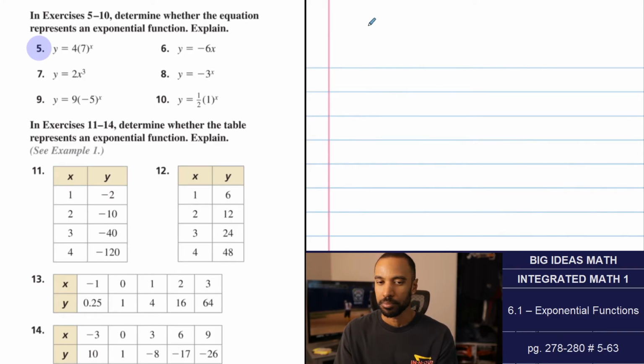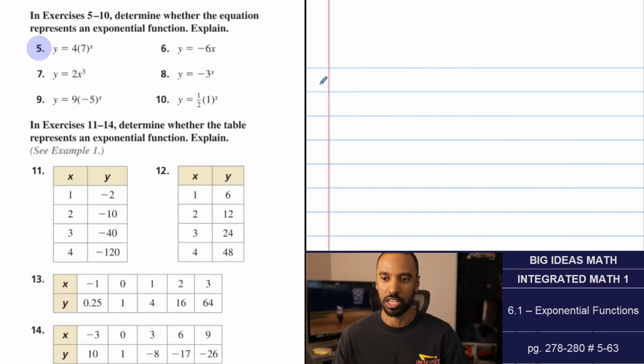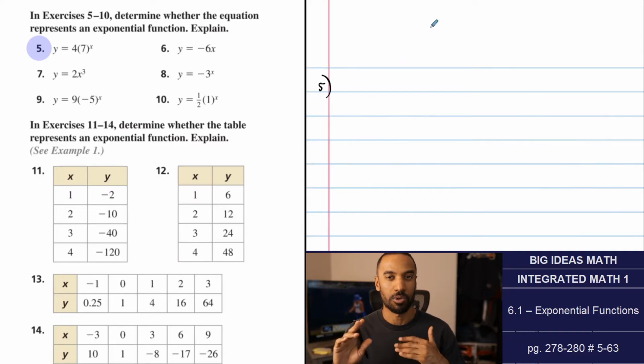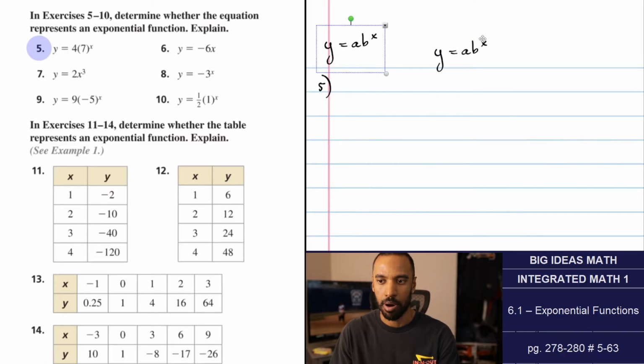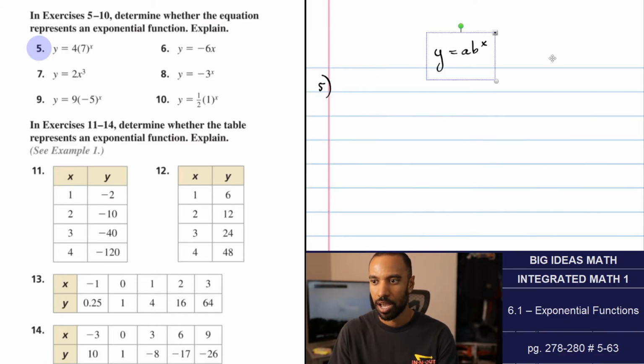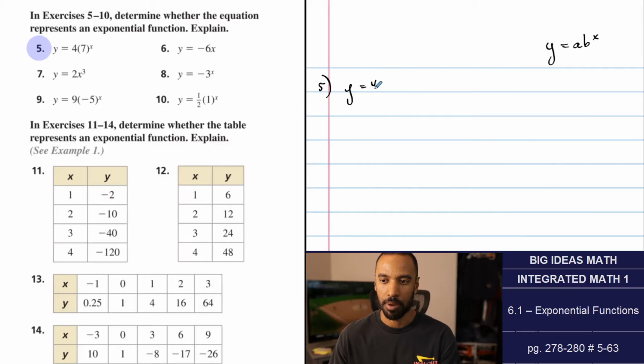All right. In exercises 5 through 10, determine whether the equation represents an exponential function. Explain. Well, exponential functions need to be in the form y equals ab to the x power, like this, or they can be represented that way. If these aren't represented that way, then they're probably not exponential functions. I wanted to copy and paste these and get them ready, so I got this copied. So y equals 4 times 7 to the x power. This is very much in the form y equals ab to the x.